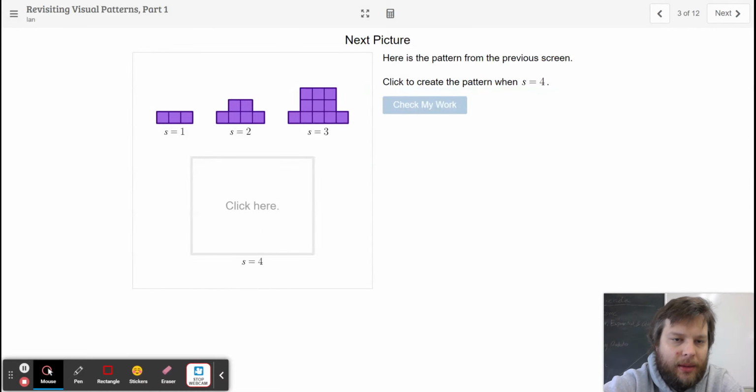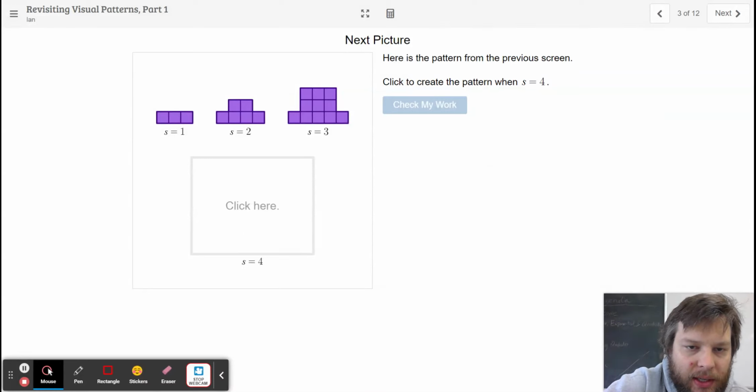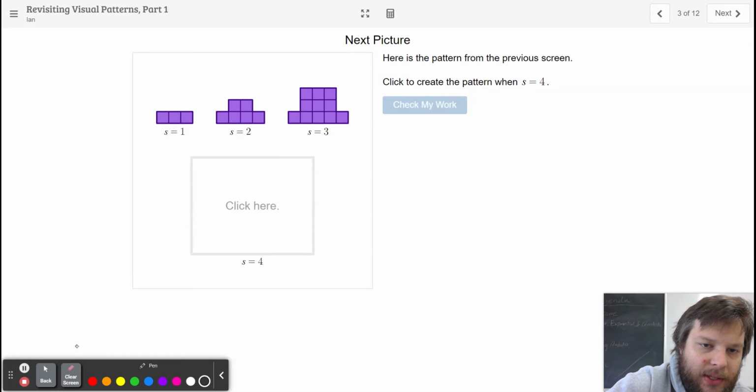So here we want to build up what the next picture is. And what I'm noticing is that the middle shape is a square, right? And then there are always two extra shapes on the side like that. That's one way that you could see it. You can see it in different ways, but that's one way that I see it.